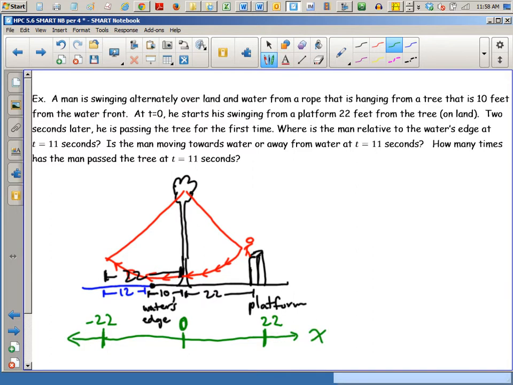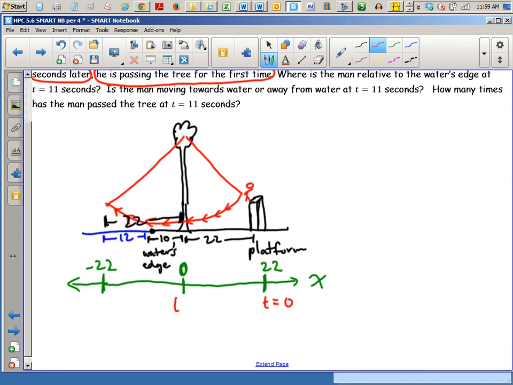And now I'm going to try to write down the givens. It says right here, when time was 0, he started on the platform. So I need to write t equals 0 right here on my number line. This means that this is where all things began. Started on that platform, his position was 22. The next part of the sentence says 2 seconds later, so what time is that? t equals 2, right? He is passing the tree for the first time. So this is happening at t equals 2. So it's passing by the 0 mark at t equals 2.